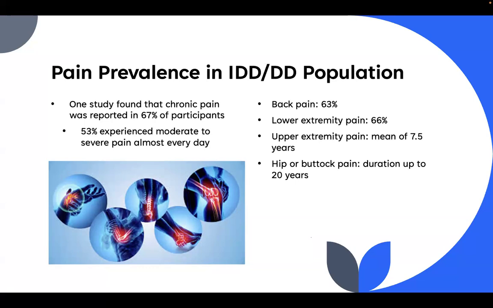Chronic pain, like I mentioned earlier, pain that persists for a minimum of 3 months, was reported in 67% of these participants in the study, while 53% experienced moderate to severe pain almost every day. Most complaints were reported as back pain at 63% and lower extremity pain at 66%. Upper extremity pain was experienced for a mean of 7.5 years, while hip or buttocks pain had a duration of up to 20 years.